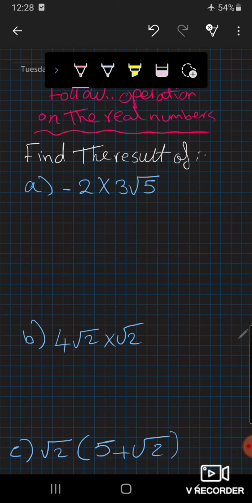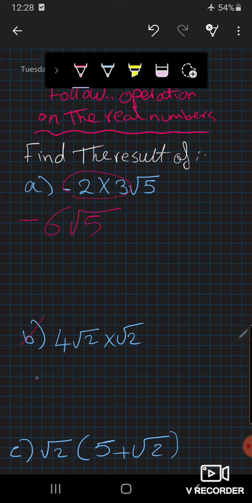First of all, find the result. In the previous lesson, we took plus or minus. How can I make plus or minus for the square root or the cubic root? In this lesson, I make times or divide. Here is find the result of negative 2 times 3 square root 5. I multiply the numbers with each other. You have negative 2 times 3, which is negative 6, and square root 5.